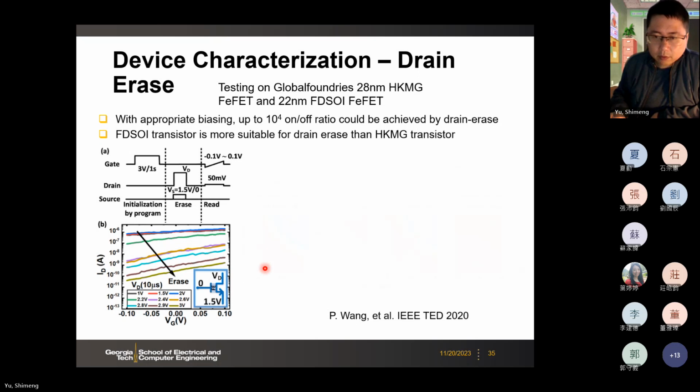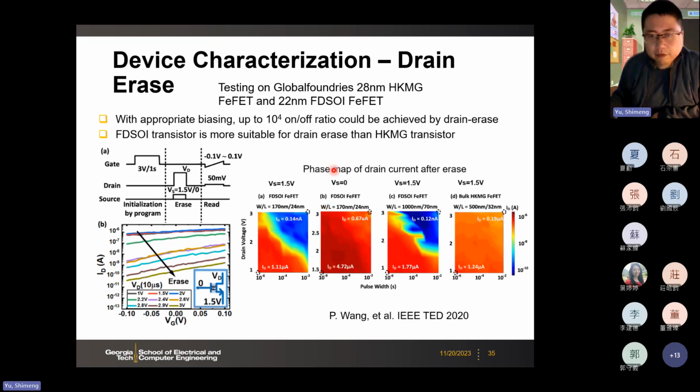Then we tested this on the global boundary wafers, changing the combination of the drain voltage and the drain pulse width. We can erase from a drain current of 1 micron to a drain current of about 0.1 nanoamp, so we reduce the current by 4 orders of magnitude. That means the erase is successful. But this comes with the condition that we have to bias the source to be half of the drain voltage. And we found this is effective in the FD-SOI device, but not very effective in the bulk device.